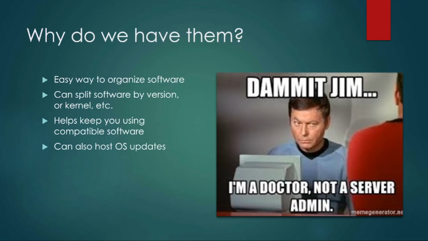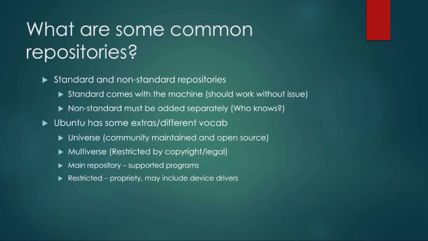Repositories also give us the ability to split things by version. So for example, in Python, we have Python 2 and we have Python 3. So we would be able to say this is the repository of Python 2 programs, this is the repository of Python 3 programs. So we would be able to access them separately if we wanted to, because they aren't interchangeable.